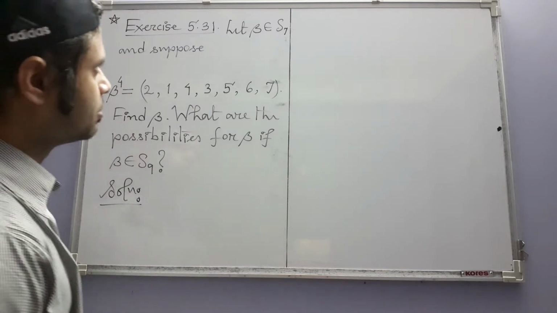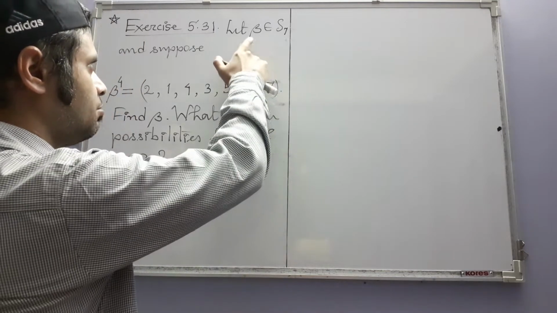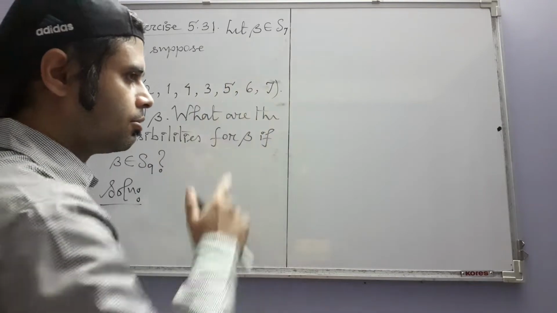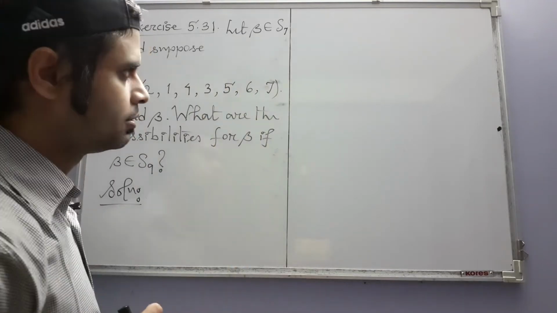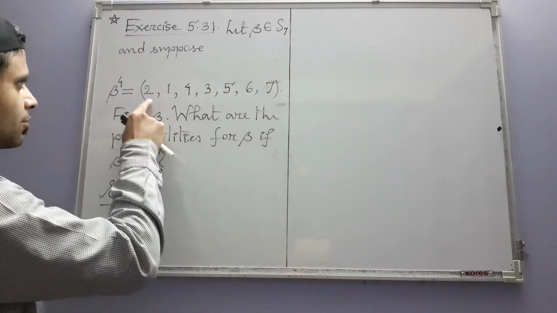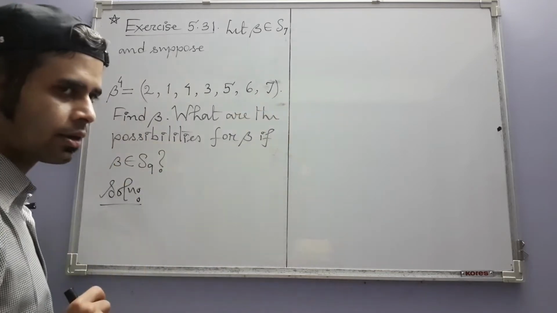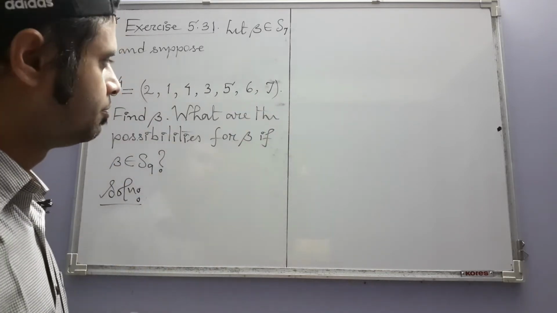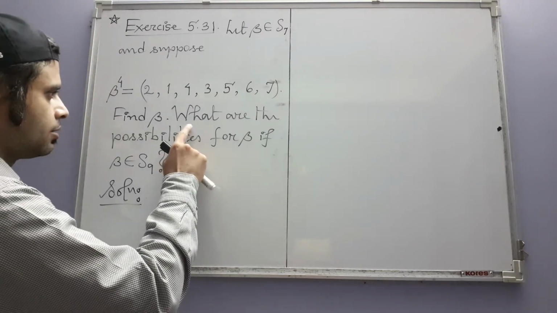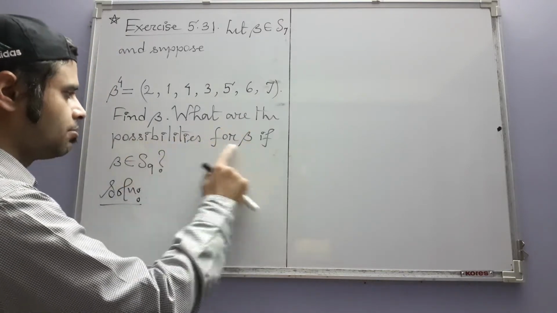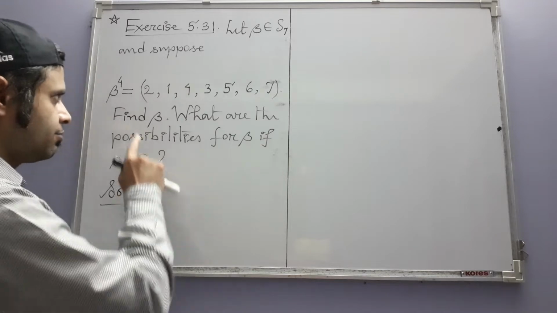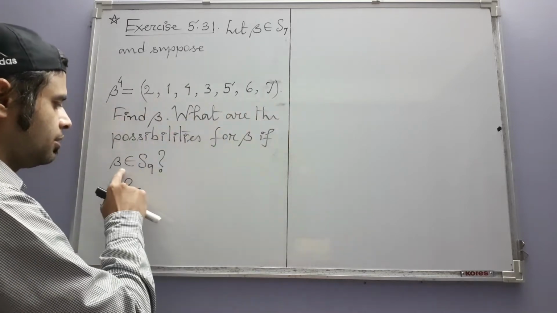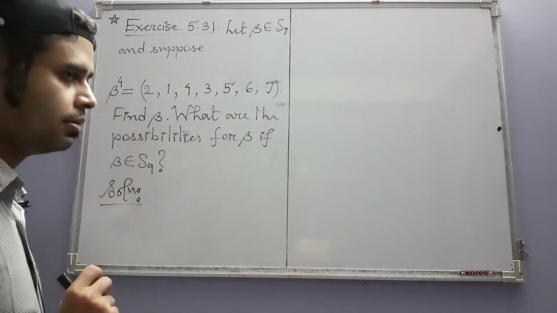So in this one, we have a permutation beta in the symmetric group of degree 7, S7, such that the fourth power of beta is this 7 cycle. We have to first of all find beta, that is the first part, and then in the second part, we have to find the possibilities for beta if, under this same condition, beta is now coming from S9, the symmetric group of degree 9.